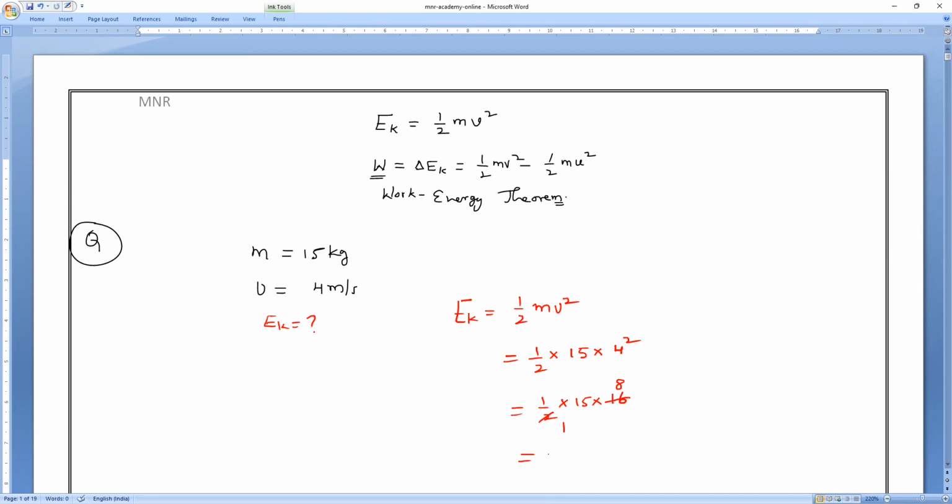Yes, please. 15 eights are? How much are 15 eights? That's it. Do it fast.